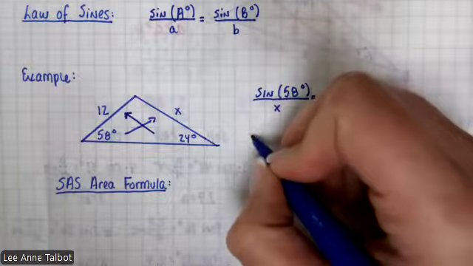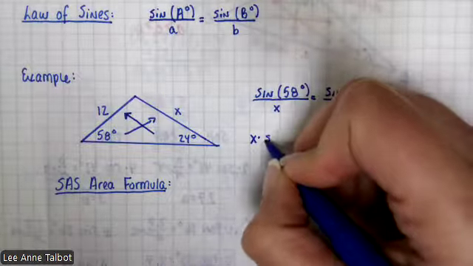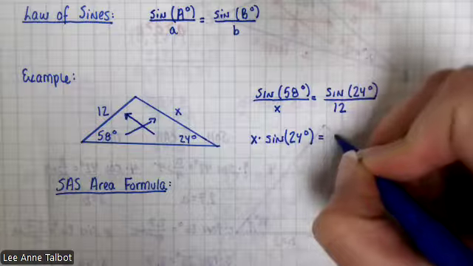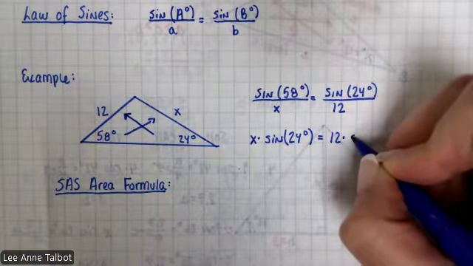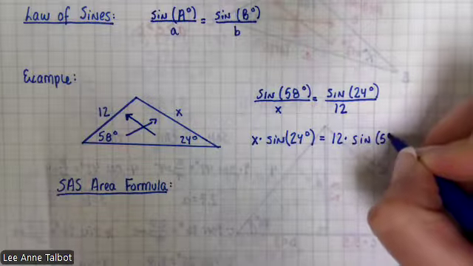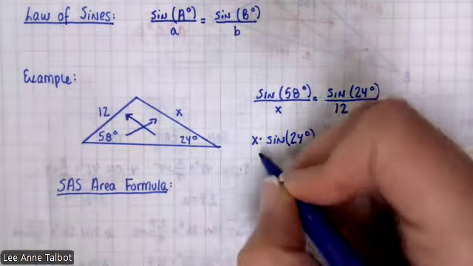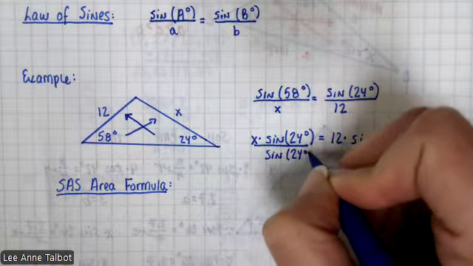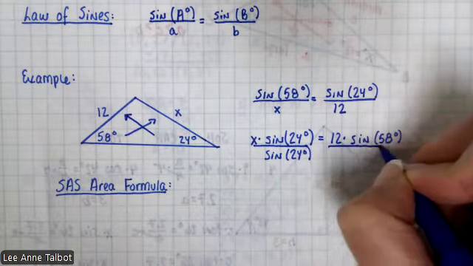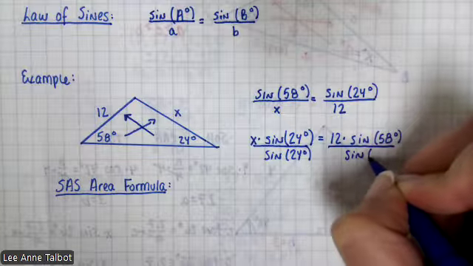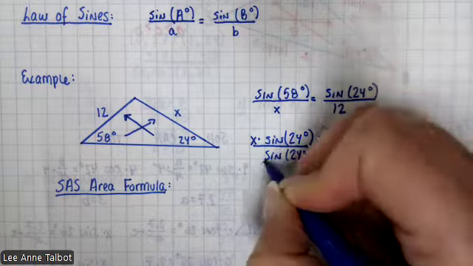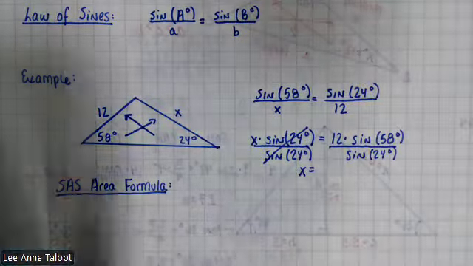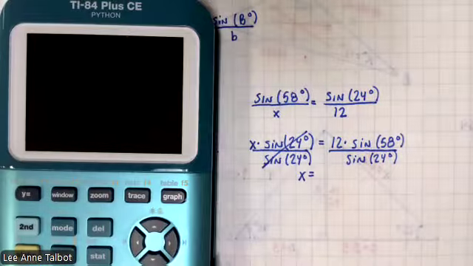Okay, now cross multiply: x times sine 24 equals 12 times sine 58. Get that x by itself. Okay, make yourself type this in the calculator just so you can make sure you know how it works.